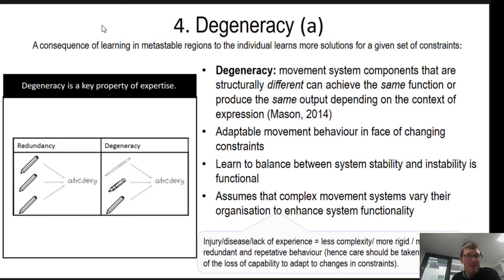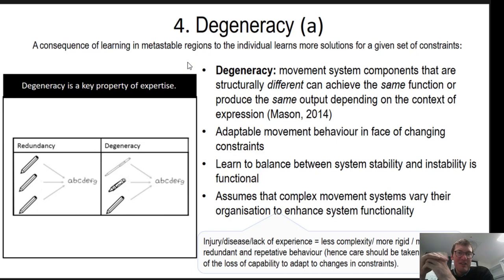So I'm going to pick up on this final concept now called degeneracy. One of the ideas in this theory, in dynamical systems theory, is that when we practice in these regions where we have multiple solutions to a problem, we learn or explore these multiple solutions, and this builds up or increases the movement system degeneracy.